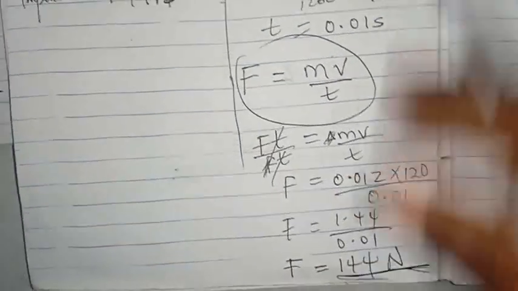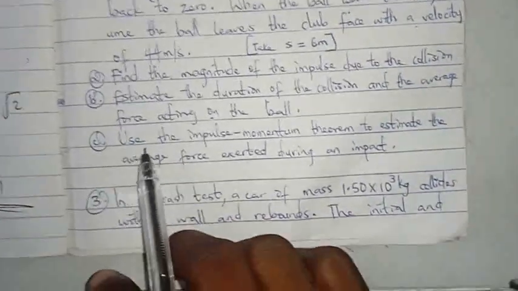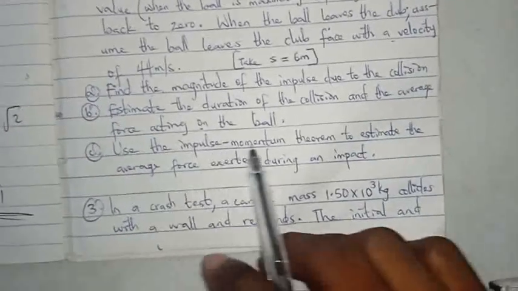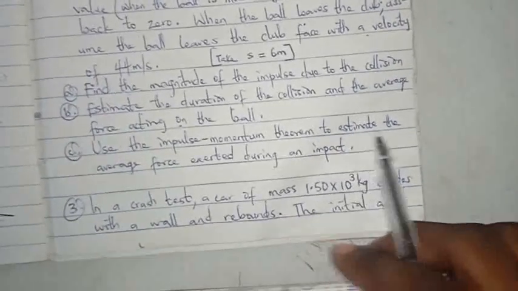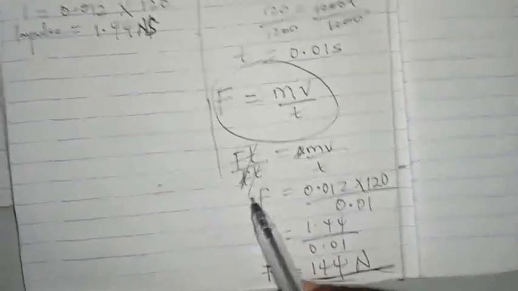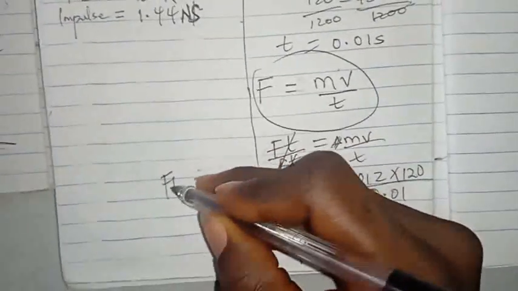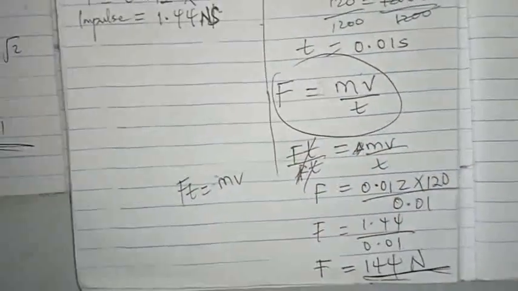Then the average force. So we use the impulse momentum theory to estimate the average force. So this is the impulse momentum theory where we did Ft equals mv.